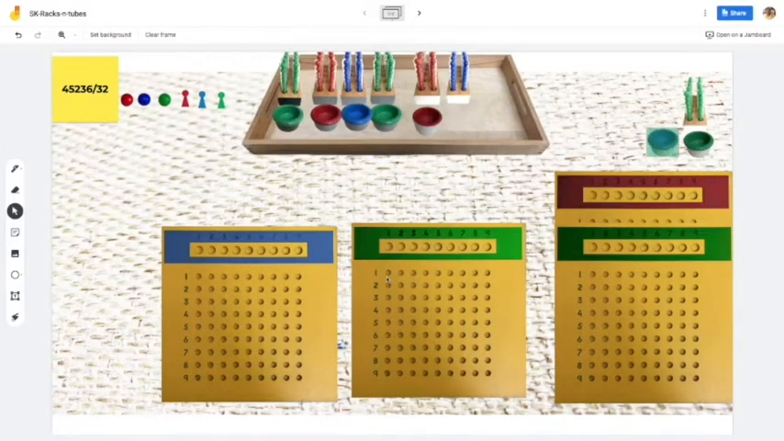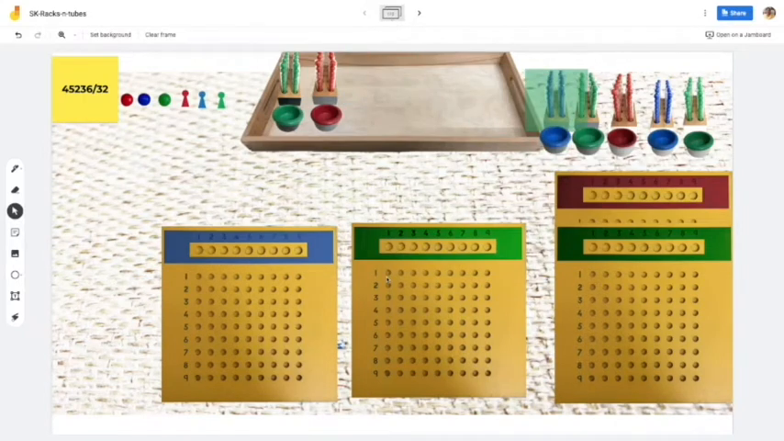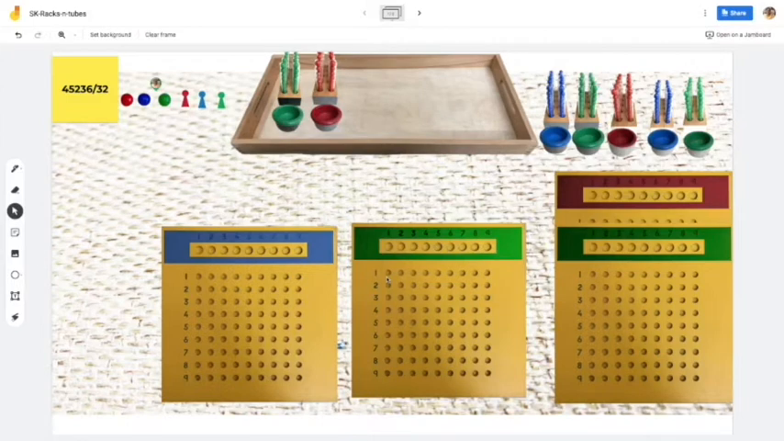45,236. We brought down the units, now tens, then hundreds, then thousands, bowl and racks and tubes, then 10,000s, bowl and racks and tubes. We have brought down the bowls and racks and tubes. Now we need to take the beads.